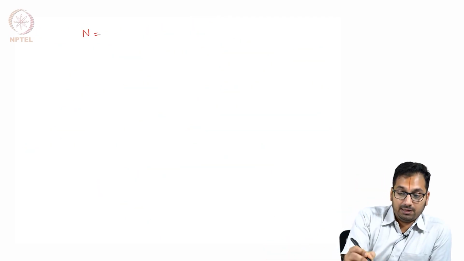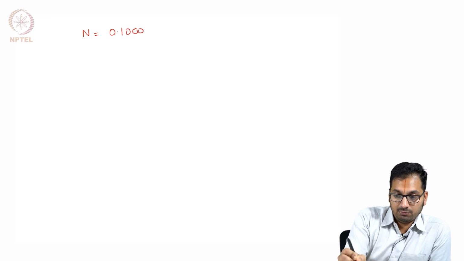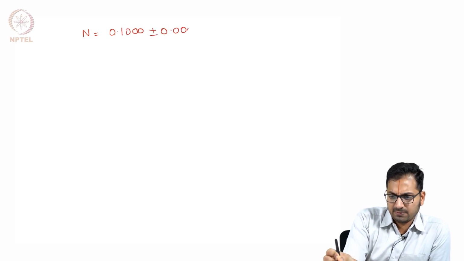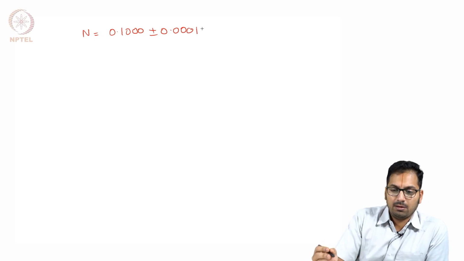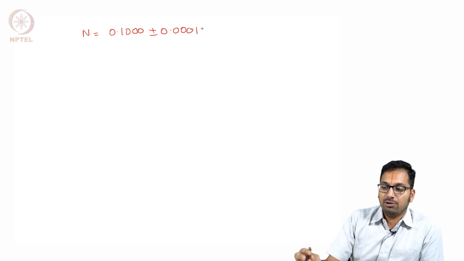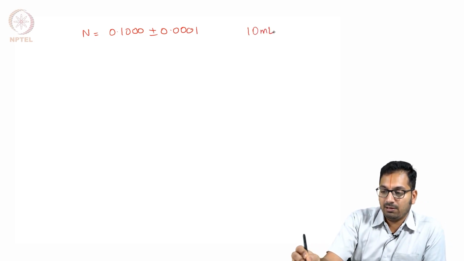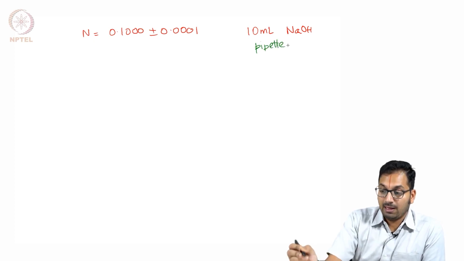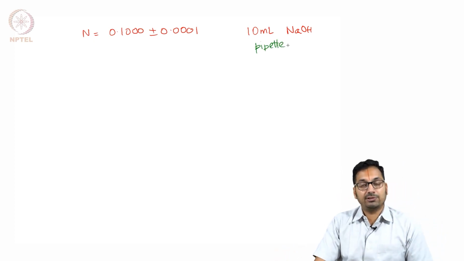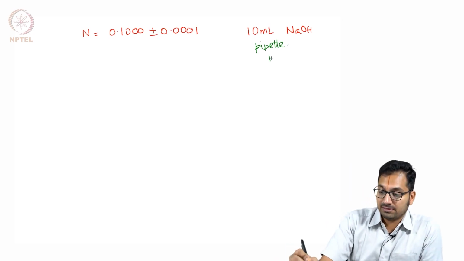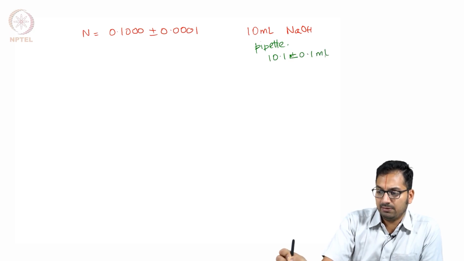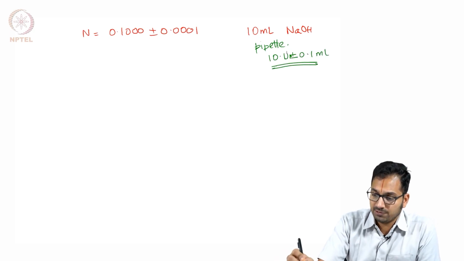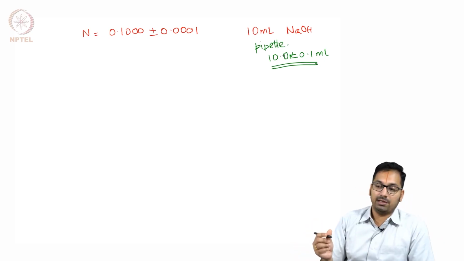With the normality defined at a certain level of precision to 4 significant figures, the next question is, let us say you are titrating 10 ml of NaOH. How do you get this NaOH? You generally use a pipette, and this pipette could also have an error associated with it. So let us assume this is 10.0 plus minus 0.1 ml precision that comes up.